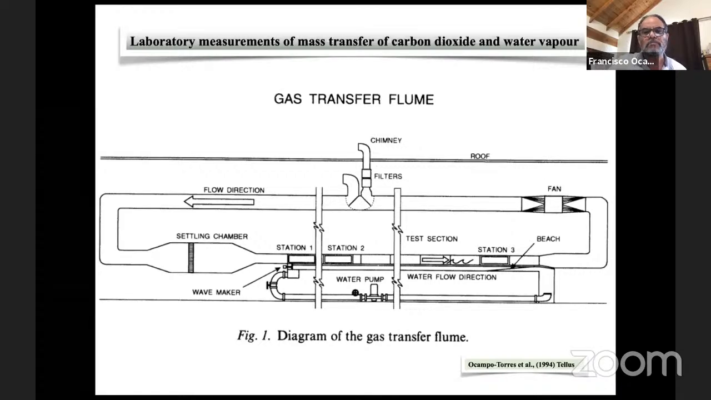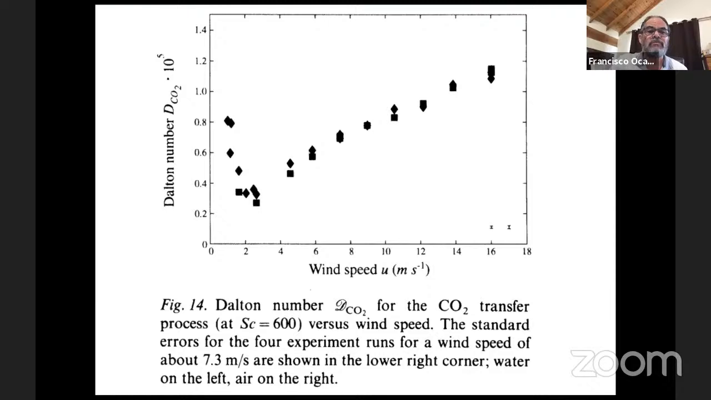value for the exchange. So the results, as a summary, is this plot for the carbon dioxide Dalton number as a function of wind speed. And we can see clearly that the exchange coefficient Dalton number for CO2 decreases as the wind increases from 1 meter per second up to 3 meters per second. And for higher wind speeds, the exchange coefficient increases slightly, not linearly, with the wind speed. Each symbol is the result for one particular experiment. So we did many experiments covering a wind speed range from 1 to 16 meters per second.